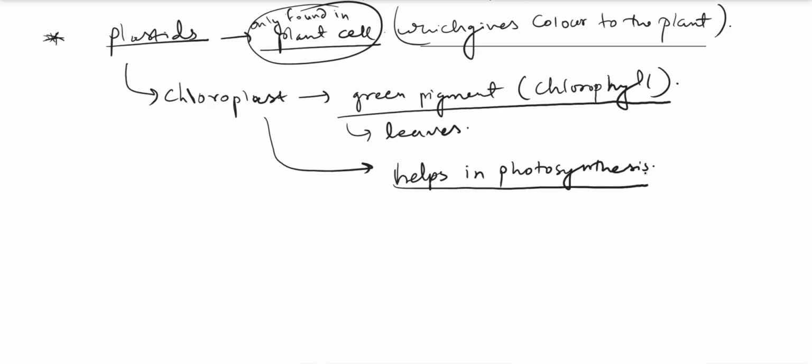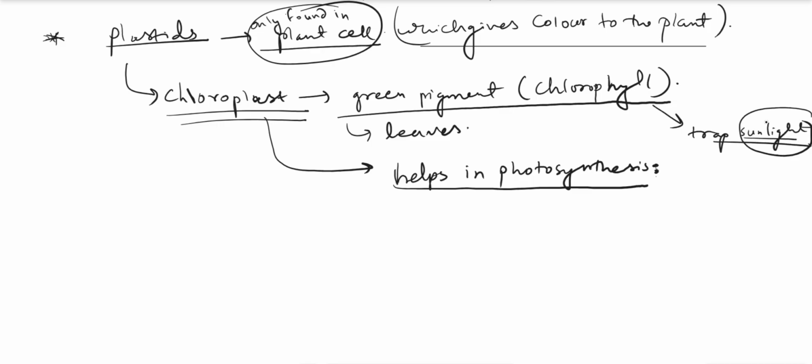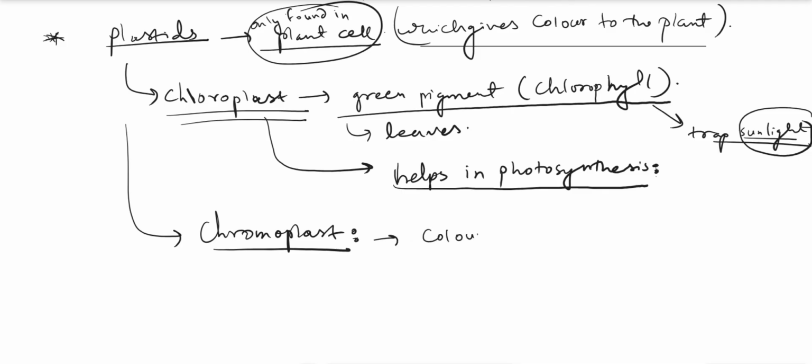How does it help in photosynthesis? Do you have any idea? Now I will tell. Chlorophyll is the green pigment contained in the chloroplast, and it helps to trap sunlight. For the photosynthesis process, sunlight acts as the energy in the preparation of food. Now the second is chromoplast.